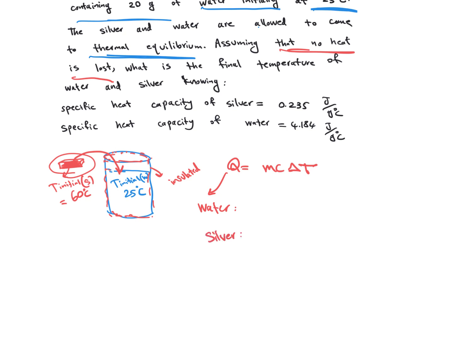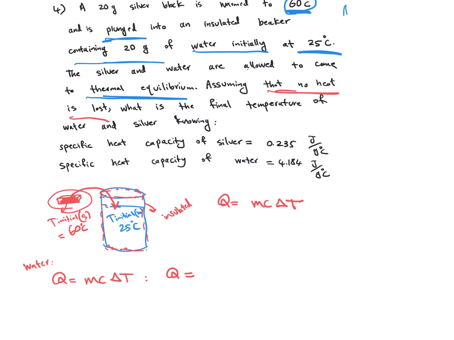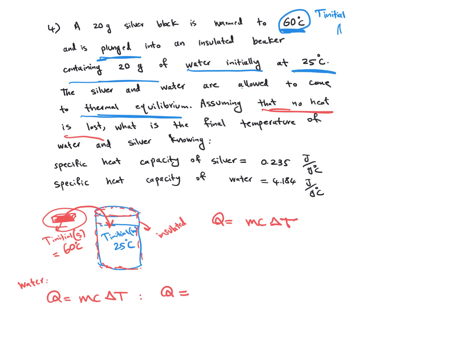If I write that for water, so first I start with water and I write that here, so I have more space. If I write Q equals mc delta T for water, what should I write? I don't know the Q, do I? No. I write m. I have the mass of water, right? The problem statement said that I have 20 grams of water, multiplied by, and always write the units, the specific heat capacity of water, 4.184 joules per gram degree Celsius.